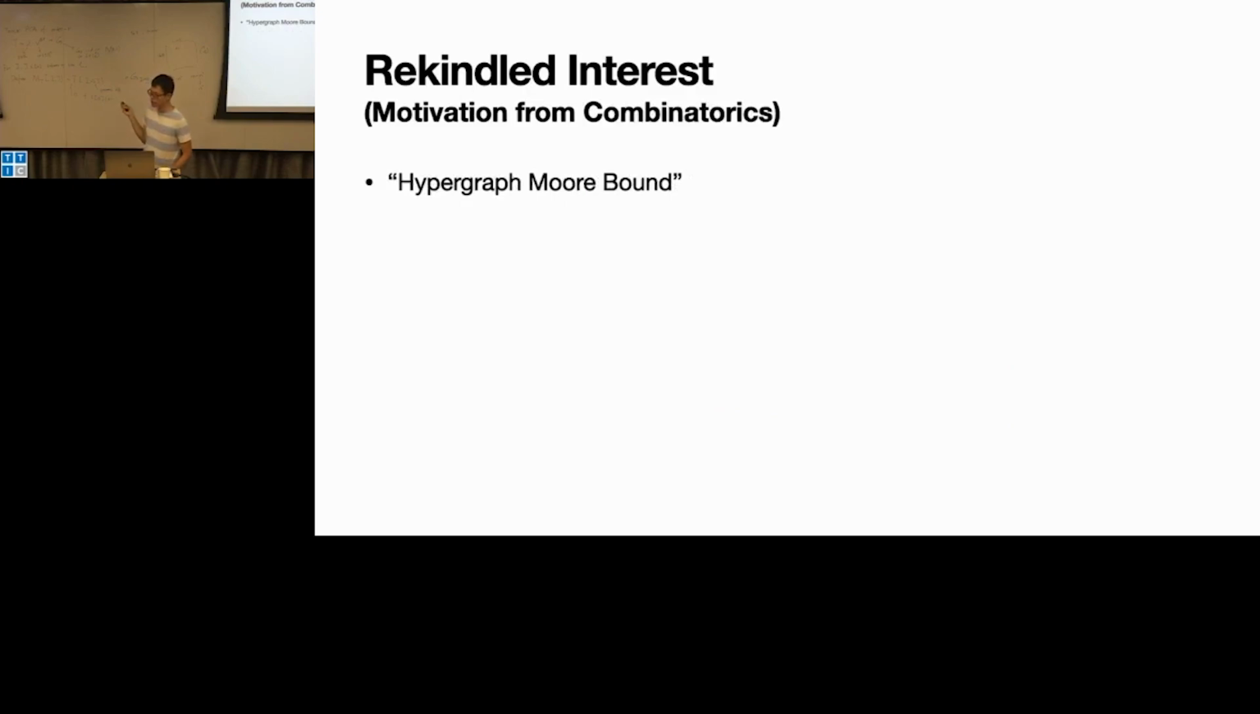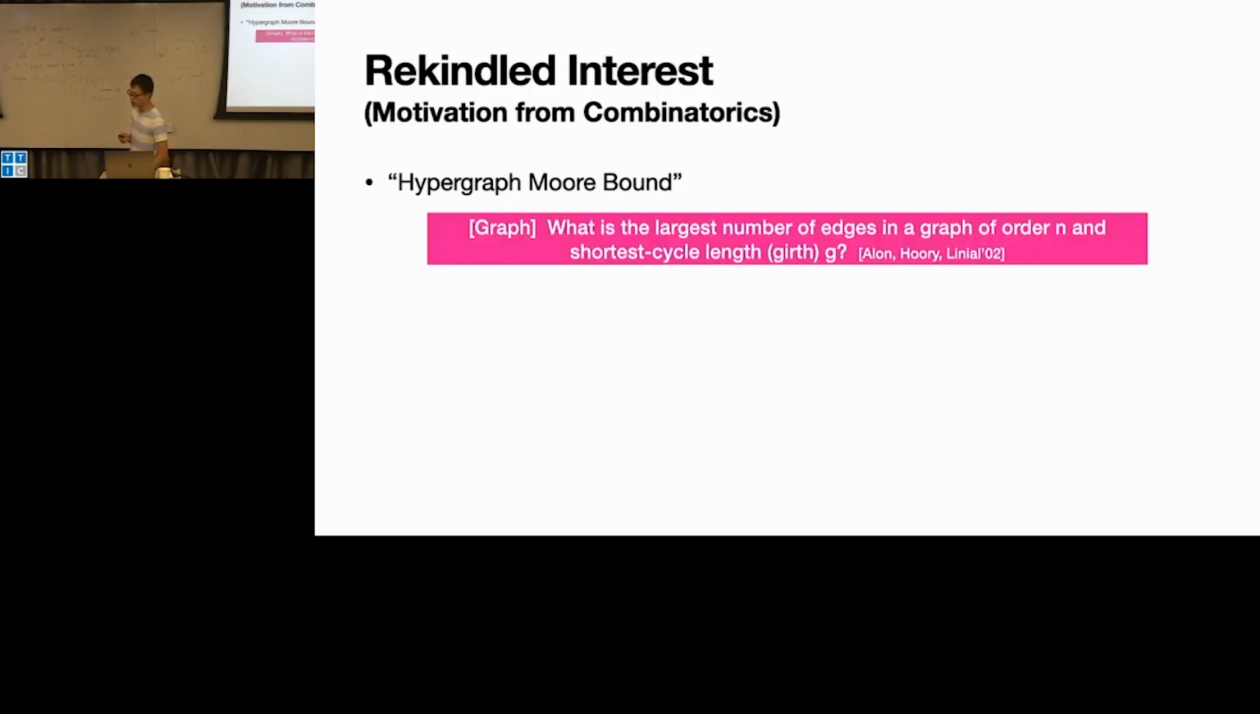Also we have some motivation coming from extremal combinatorics. This is about hypergraph Moore bound. This is what Moore bound is about. For a graph, it asks: what is the largest number of edges in a graph of order n, if the shortest cycle, or the girth, is at least G.